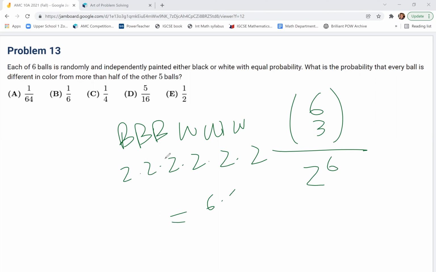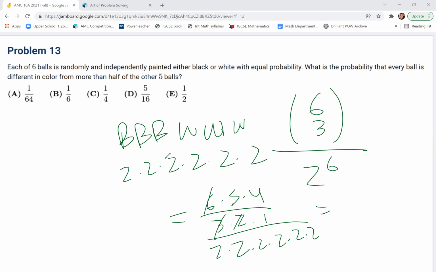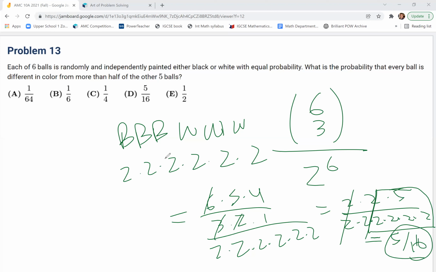6 choose 3 is 6 times 5 times 4 over 3 times 2 times 1, over 2 times 2 times 2 times 2 times 2 times 2. These cancel with the 6, so we get 2 times 2 times 5 over 2 times 2 times 2 times 2 times 2 times 2. Cancel, cancel. 5 over 2 to the 4 is 5 over 16. So we have a 5 out of 16 chance that we would have this situation that we're looking for, that each ball is different in color from more than half of the remaining 5 balls.